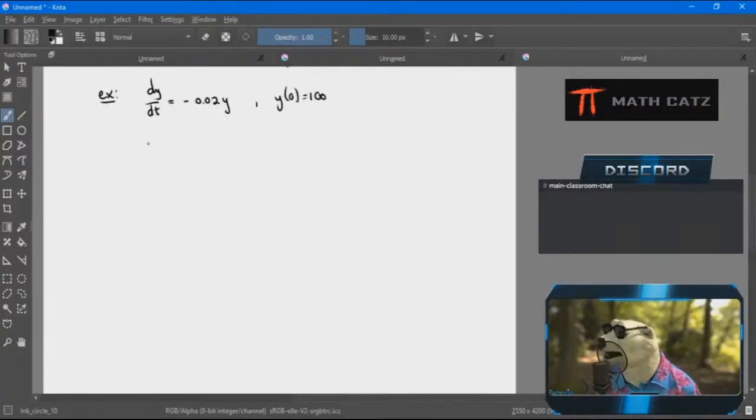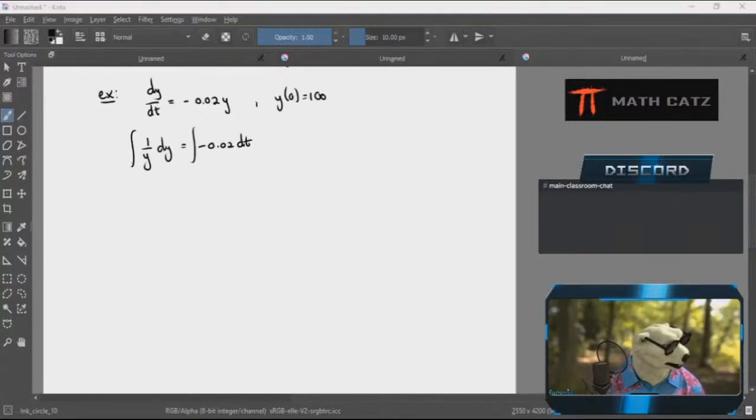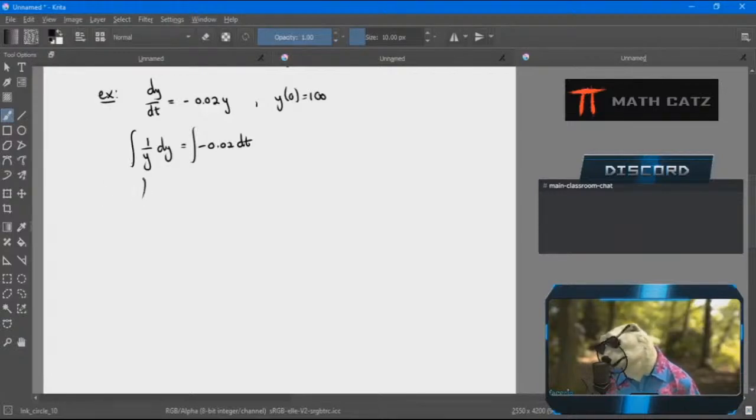But let's go through that again. I'm going to move the y to the left and the constant I keep on the right for convenience. Integrate both sides. It's a separable equation, so I go about my business in exactly the same way. So then I have the natural log of y on the left and the constant times t on the right, plus, of course, an integration constant, so that's grouping the two indefinite integrals. Same as before, I'll spare you the details.